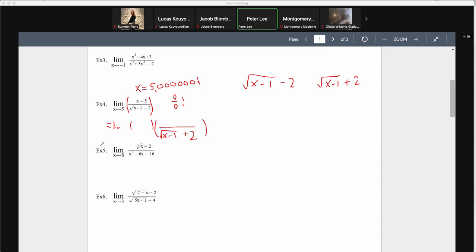Now, let's look at example 5. Now we have a cube root. What shall we do with this? When you plug it in, what do you get? We get 0 over 0 again. How lovely. The numerator will be 0, that's clear, but the denominator will be 64 minus 48, and then minus 16. So we do get 0 over 0.